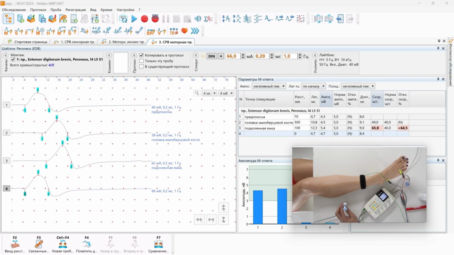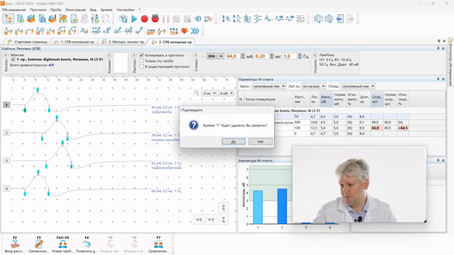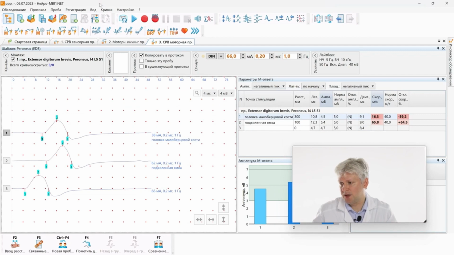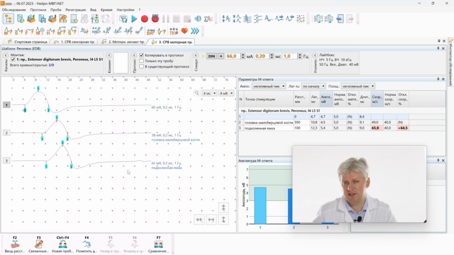To sort the curves in the right order, we will use the sorting latency function. For this, I will delete the first response, which, in my opinion, is not quite successful. I will go to the Curves tab and select the Sort by Latency option. Thus, the curve with the minimum latency will be located in the first place, and the curves with a longer latency will be located in the corresponding second and third places.